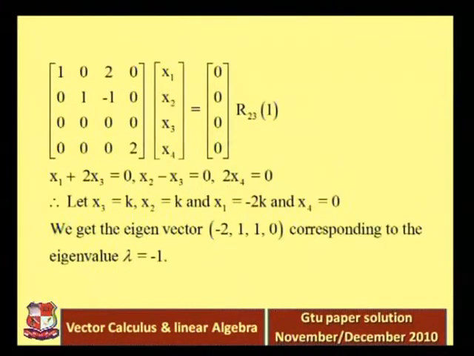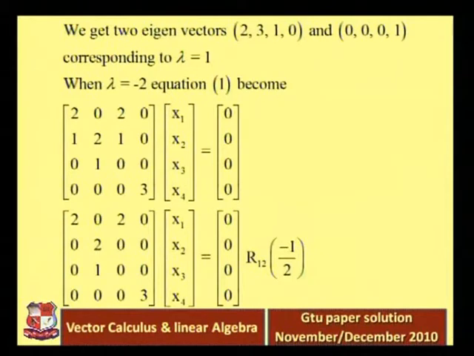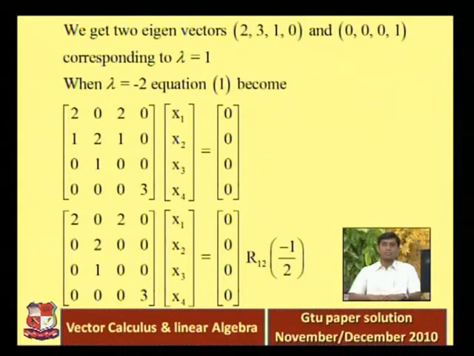So here is the matrix: 2 0 2 0, 1 2 1 0, 0 1 0 0, 0 0 0 3. Not minus 1 but 3. So now again we have to convert this matrix into row echelon form if we want to find the eigenvector. So that's why we are doing some processes. We multiply the first row with minus 1 by 2 and add into the second row.